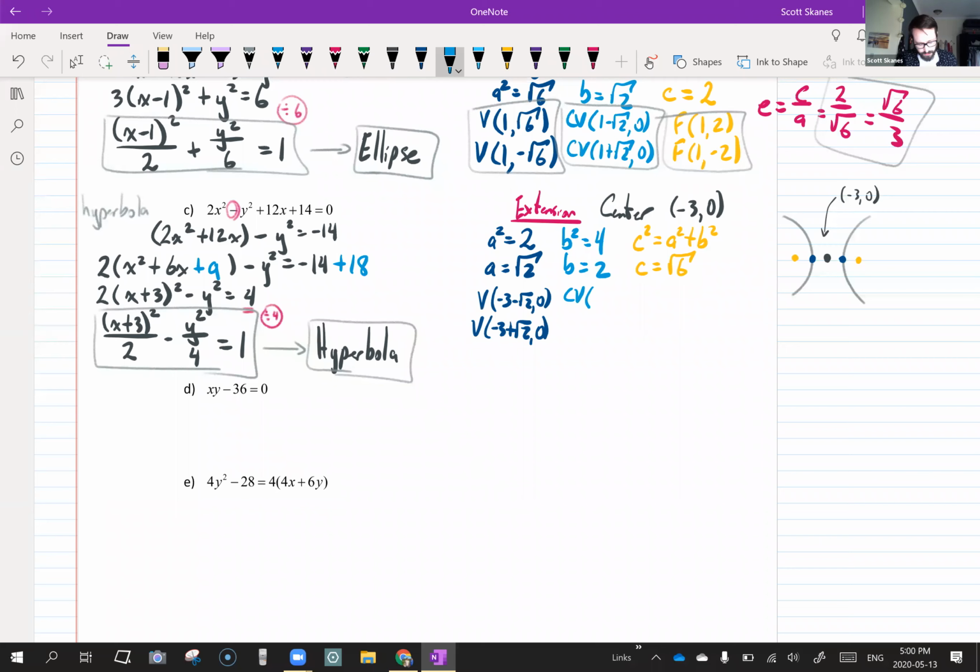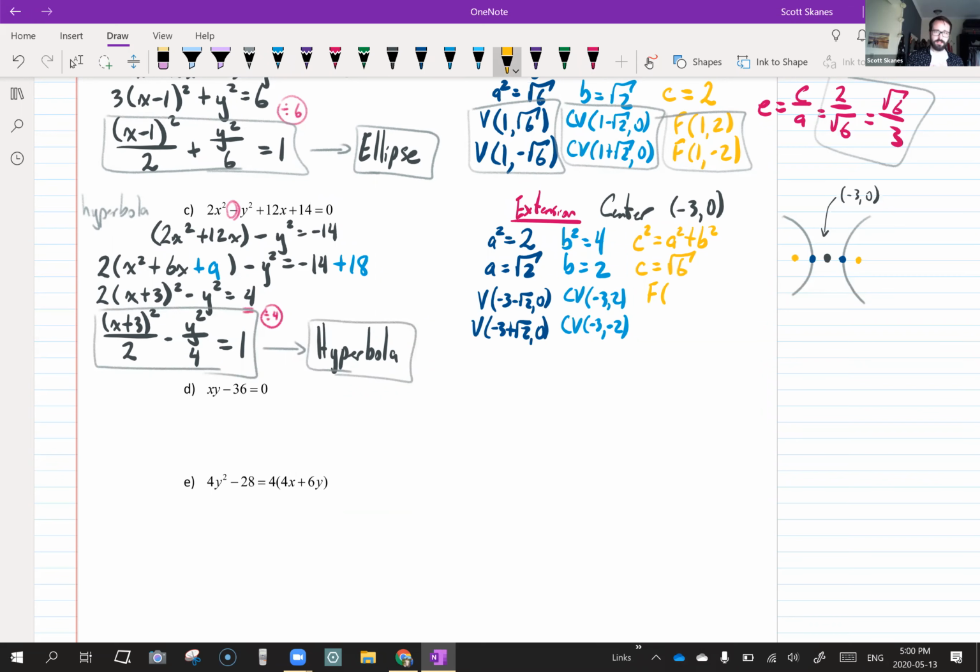My co-vertices, I go up and down from the center by 2. So that's -3 and 2, -3 and -2. Again, if you haven't seen this, if you haven't practiced it, if you haven't been coming to class, if you haven't been watching the videos, you probably don't have any idea what I'm doing now. Even if you have been on all the classes, maybe you're still not completely certain. So make sure you get all the practice in that you can, as much as humanly possible.